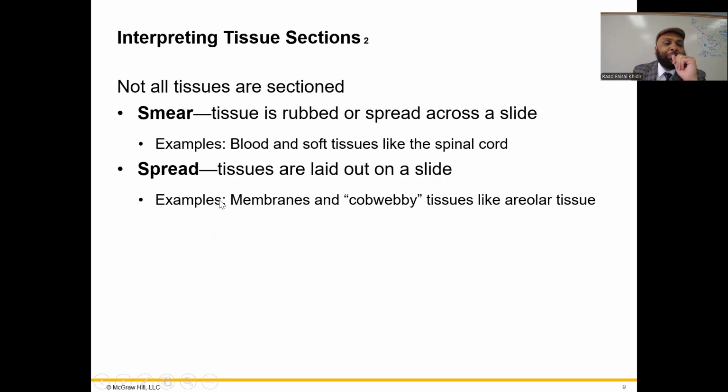And there's also a spread. A spread is different from a smear. A spread is when the tissue is not rubbed. The tissue is laid out on a slide. So it's not rubbed or spread, it's just placed in there. An example would be the membranes and the cobwebby tissue like areolar tissue.